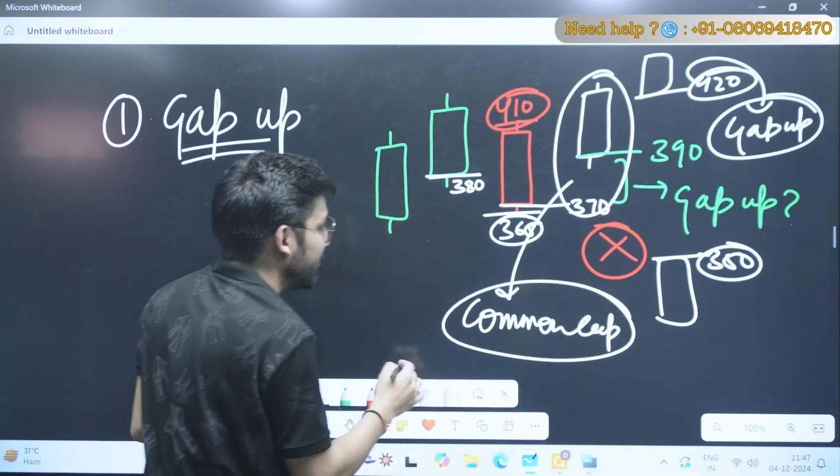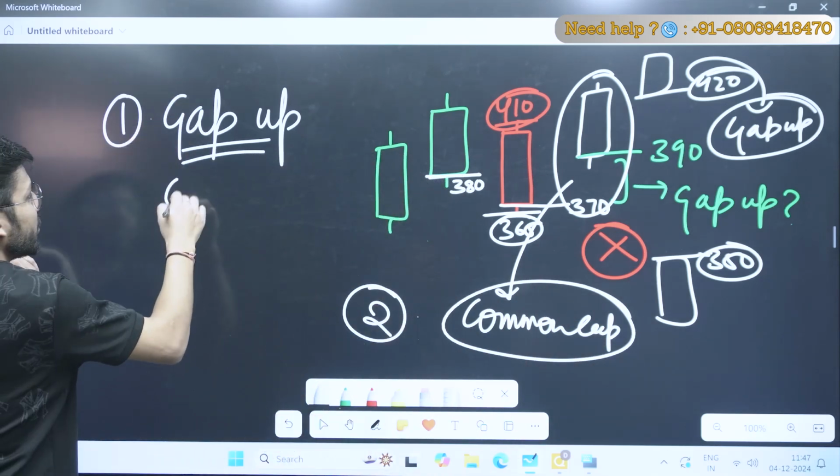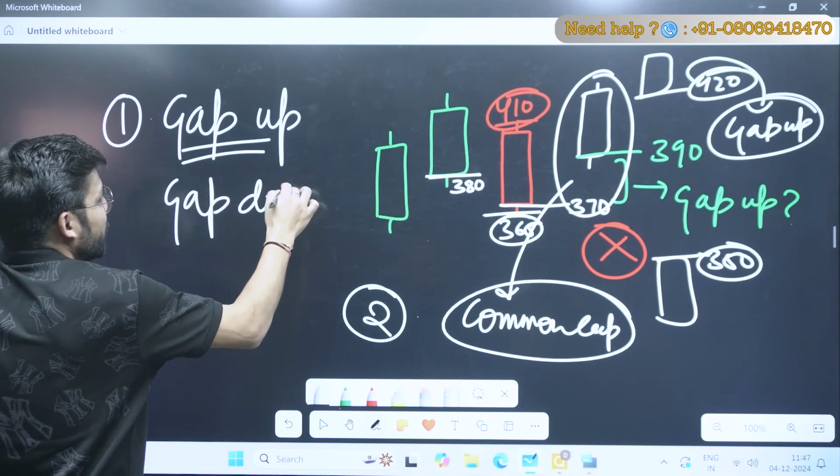Now, what is a common gap? That is the second kind of gap. We talked about the first one, that is the gap up, or you can say gap down as well. So we have covered both of them.